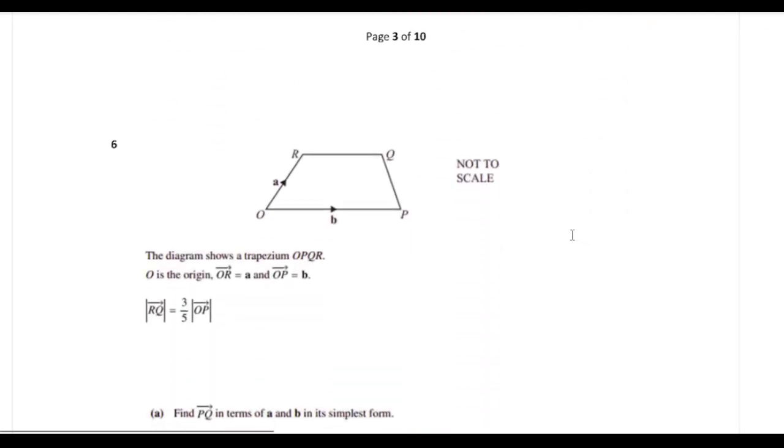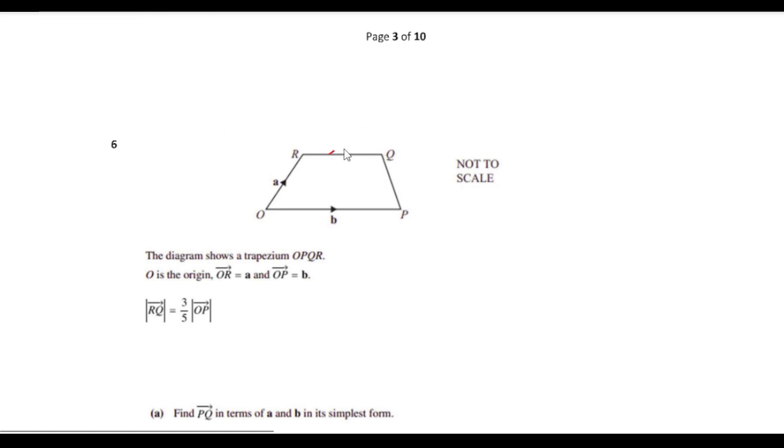The diagram shows a trapezium OPQR. So you have OPQR. This is a trapezium. O is the origin, OR is given as a, OP is given as b. Now also the magnitude of RQ is 3 divided by 5 the magnitude of OP. So as we have been given the ratio of magnitudes, similarly I can say that this vector will be equal to 3 divided by 5 times b.